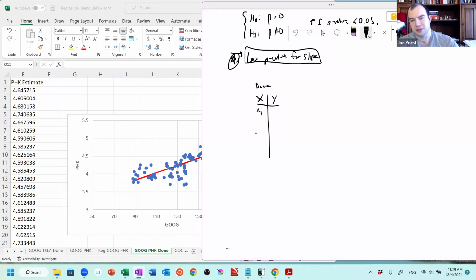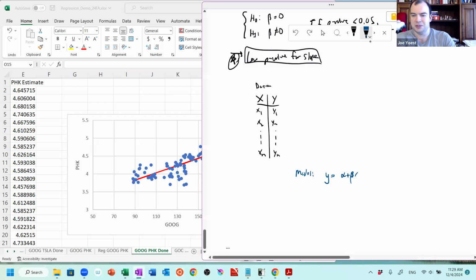So I have, say, X1, Y1, X2, Y2, down to, say, Xn, Yn. I have this actual paired data, right? This is data coming from the real world. Now I have a model that says Y equals alpha plus beta X. Again, I'm not being careful with alpha and beta versus A and B here. We'll just call it alpha plus beta X.